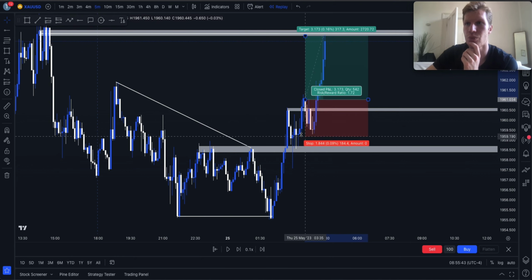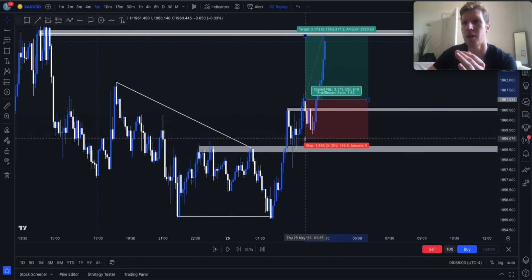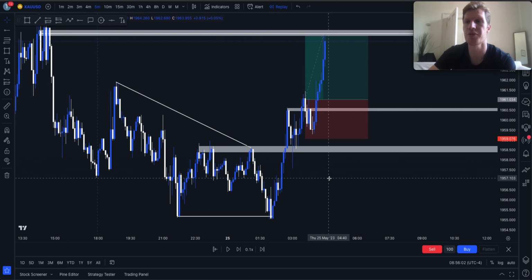If I had it right at the level, right on it, there's a pretty good chance I would have got stopped out. Now I'm not saying I would have, because you can see it was literally on the dot. But I had it just 1-2 pips there, and that was luckily enough to not get me stopped out. There's an element of luck in that, but this is trading. This is what it is.